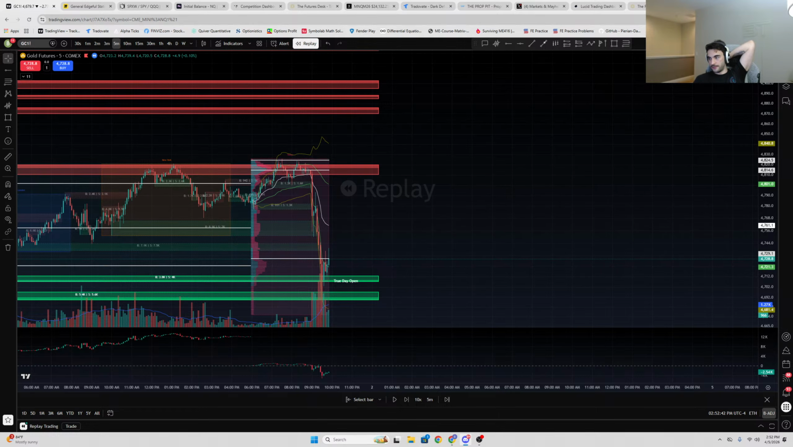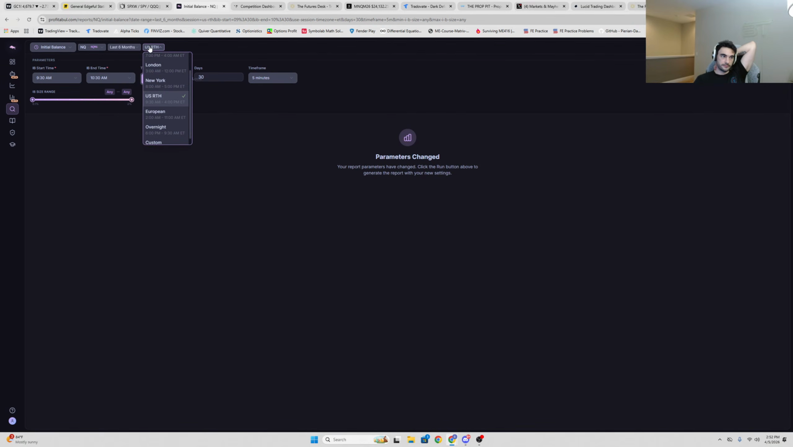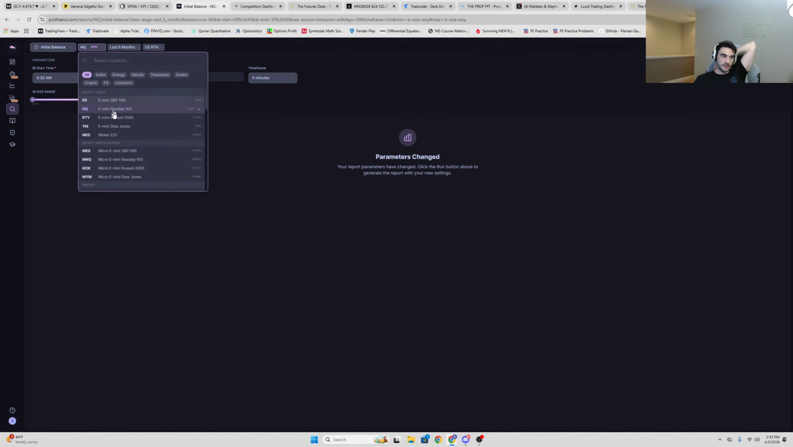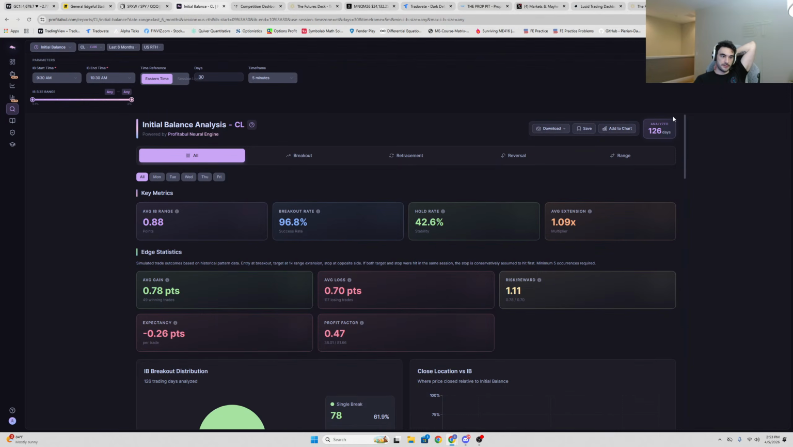How do you feel about using IB on energy like crude oil? I personally have not looked at IB on crude. Let me switch back to just a standard IB. Let me see if it's good on crude. I actually haven't looked at this on crude, so I don't know how it works.